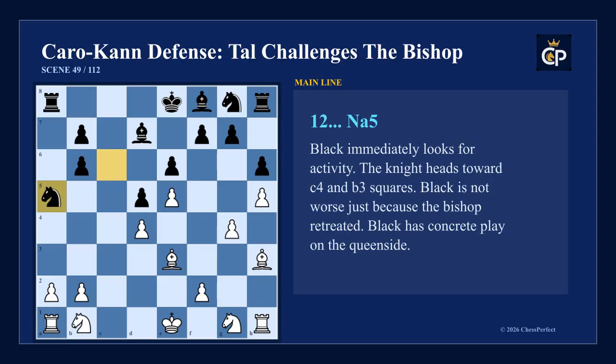Knight f5. Black immediately looks for activity. The knight heads towards c4 and b3 squares. Black is not worse just because the bishop retreated. Black has concrete play on the queen side.